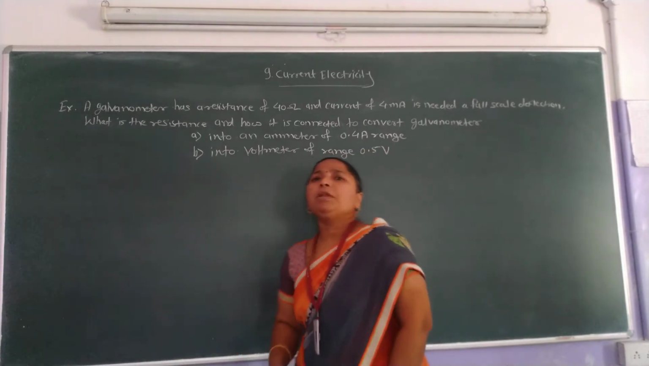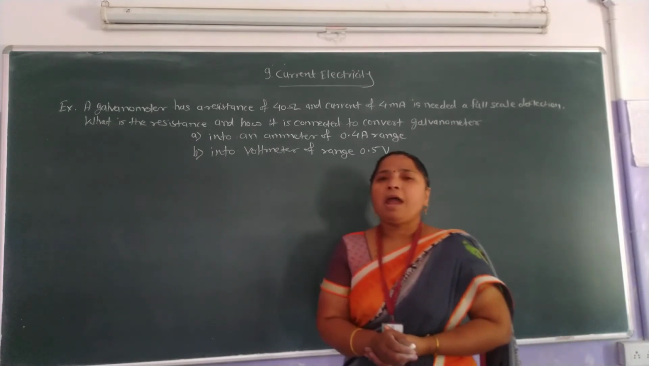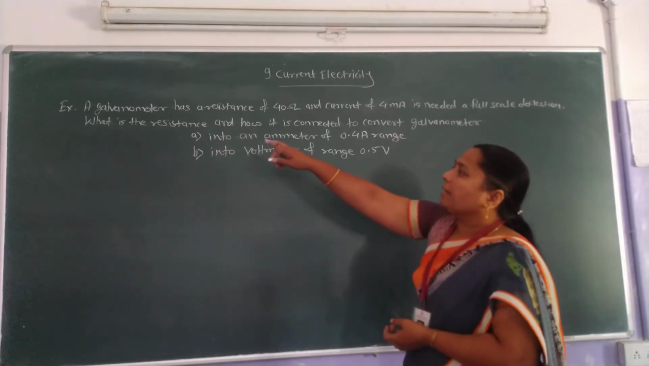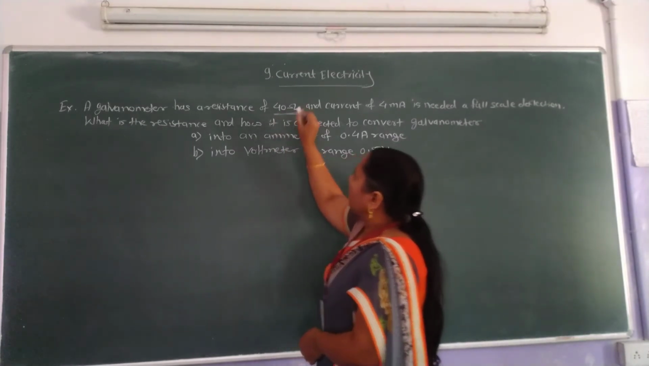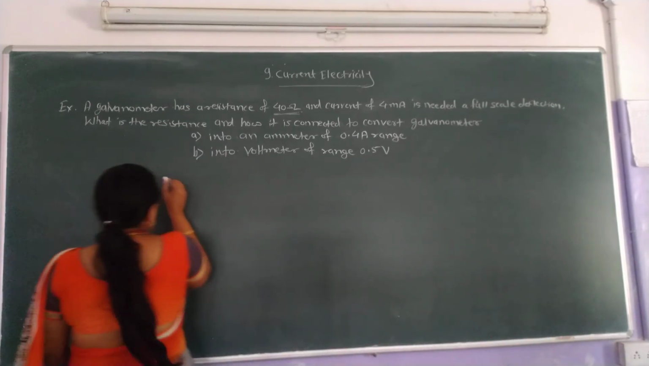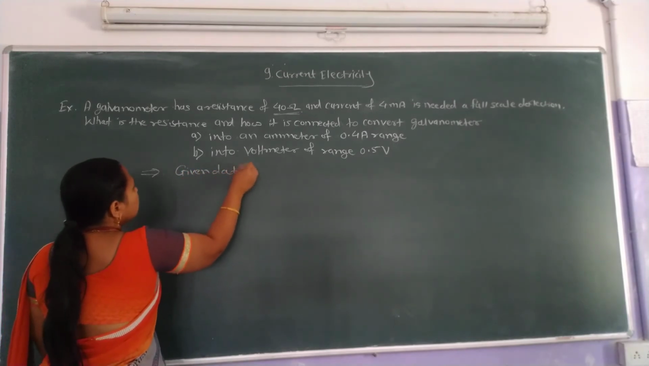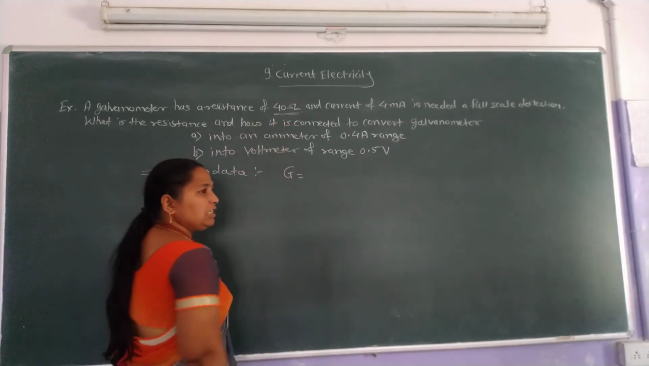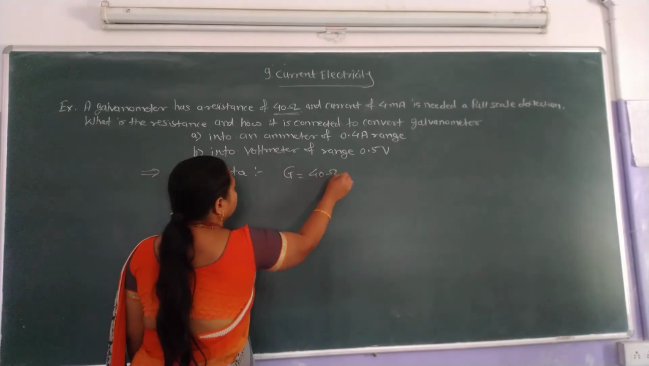Now we see an example of how a galvanometer converts into an ammeter and a voltmeter. On that topic, a galvanometer has a resistance of 40 ohm. Given data: the resistance of the galvanometer, denoted by capital G, is equal to 40 ohm.